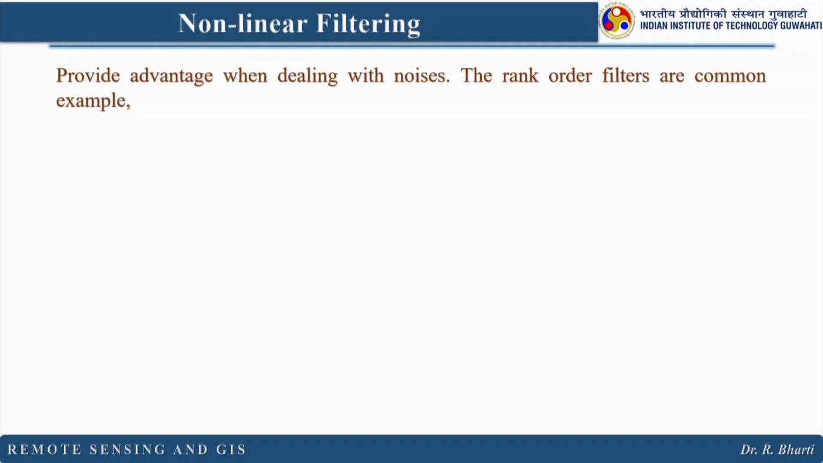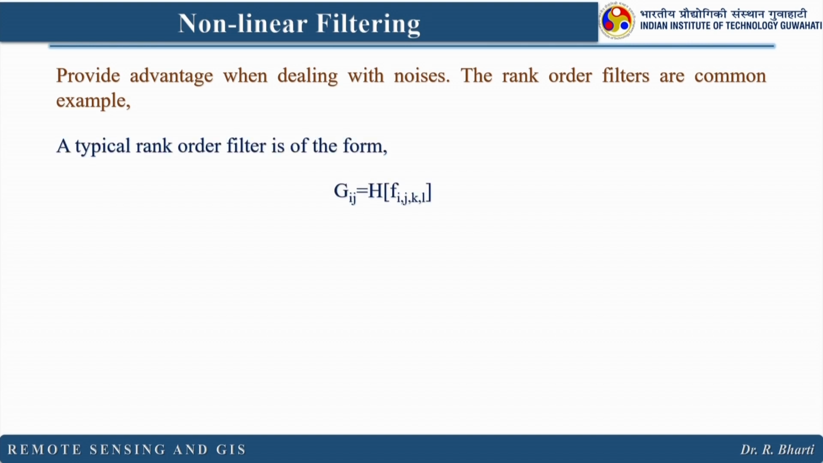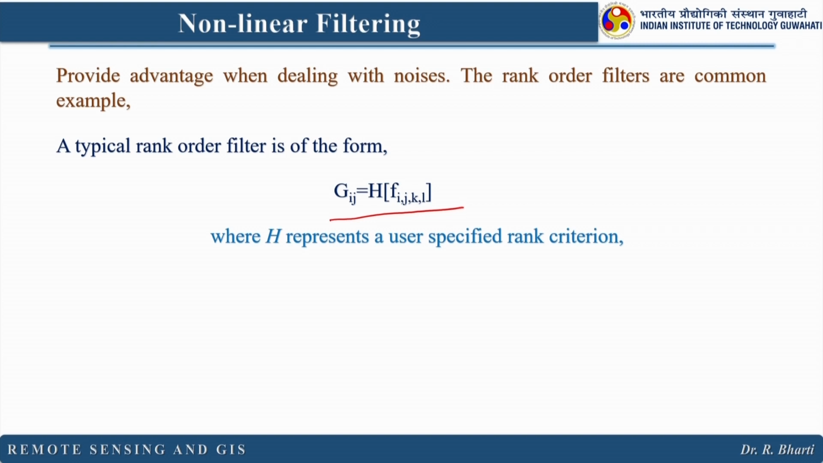Nonlinear filtering. So in nonlinear filtering, what happens? It provides an advantage when dealing with noise. The rank order filters are a common example. So on some basis we are doing the ranking. We will see a typical rank order filter is of this form, where H represents a user specified rank criterion, for example the modal filter.